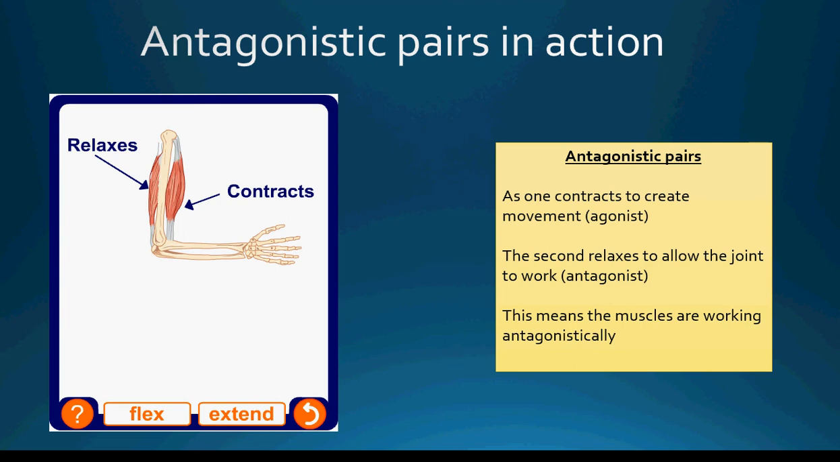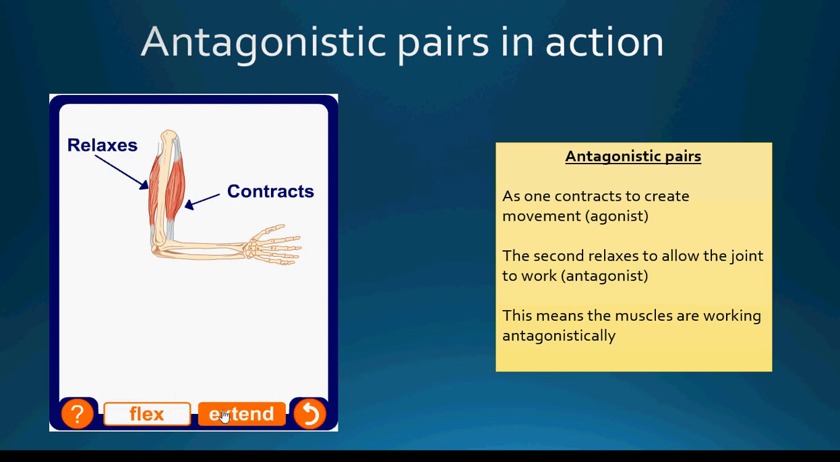When one muscle contracts and pulls, the other relaxes to allow the joint to work. On the screen we've got the example of the biceps and triceps. The bicep and tricep muscles in the upper arm are arranged in this way so that the elbow joint can be bent, which is also known as flexion, and straightened, which is also known as extension. This pair of muscles work antagonistically during a bicep curl or tricep dip.